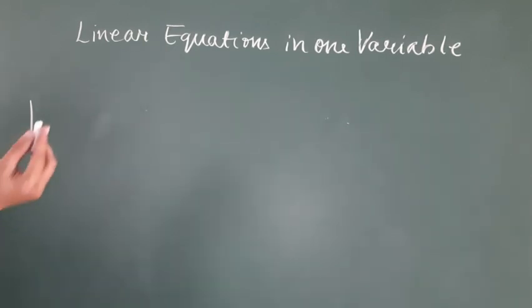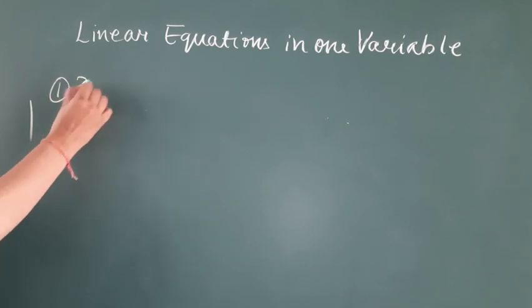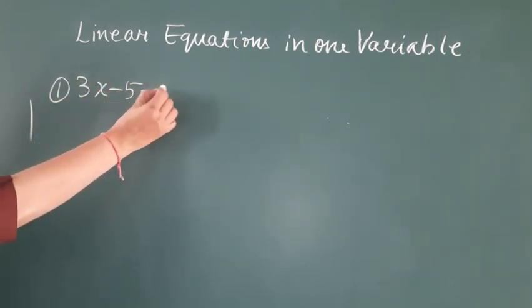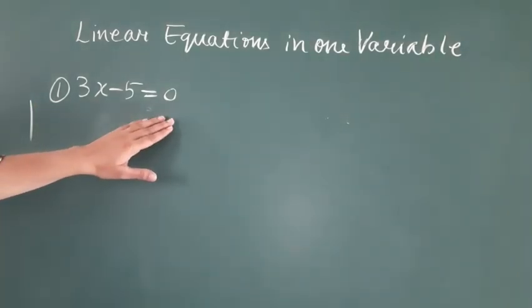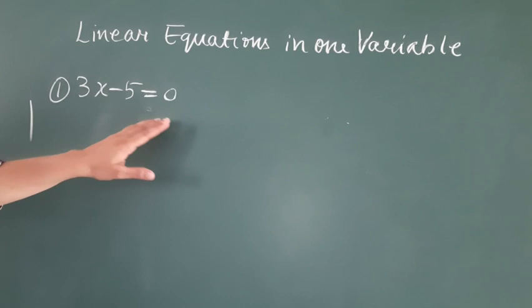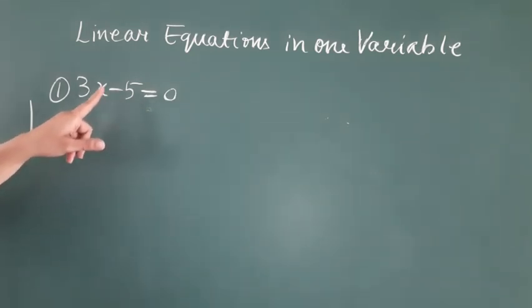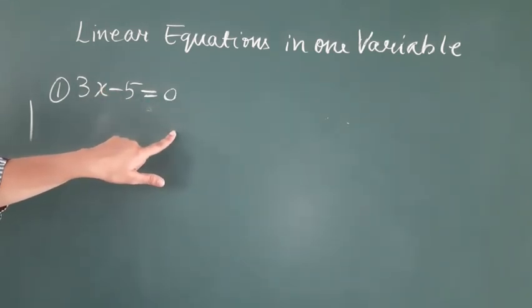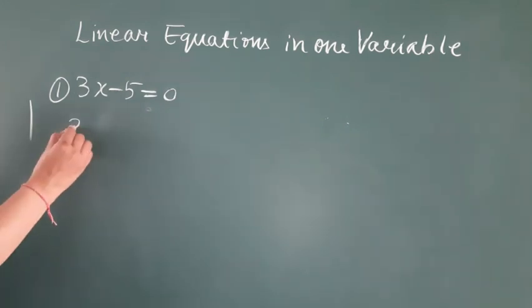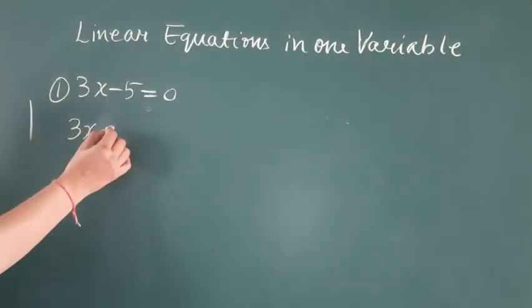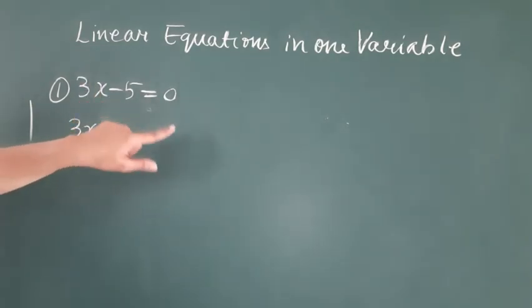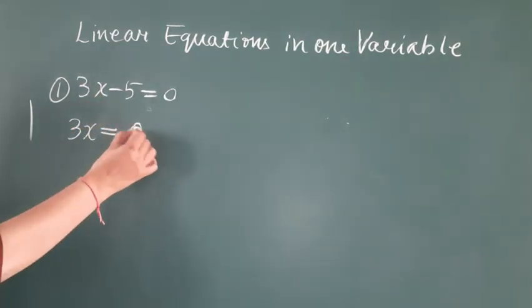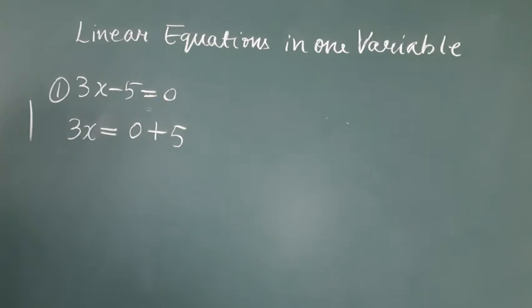So question number 1 is 3x minus 5 is equals to 0. Right, and as you all can see that this is left hand side and this is right hand side. So students, this is minus 5. Once it will go on the right hand side, it will be plus 5. There are two ways to solve the linear equations. I am going to tell you both the ways. So this is minus 5. Once it will go on the right hand side, it will be plus 5. So it will be 0 plus 5.